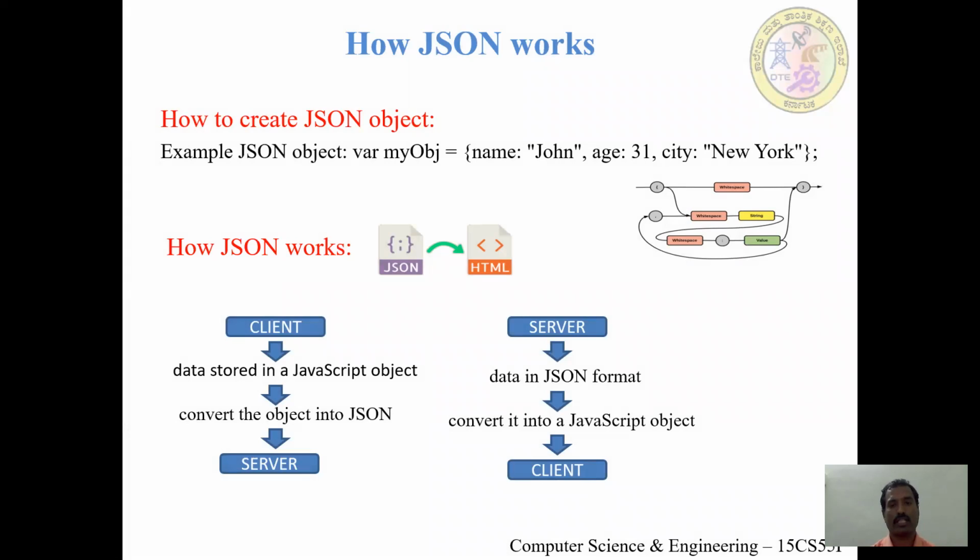Let's understand how exactly JSON works. In order to work with JSON, we need to create a JSON object to store the data in the server in the form of an object. In order to create an object, it should be created as a key value pair.